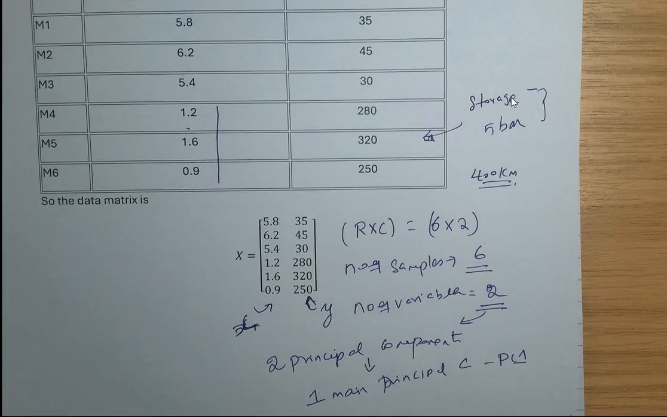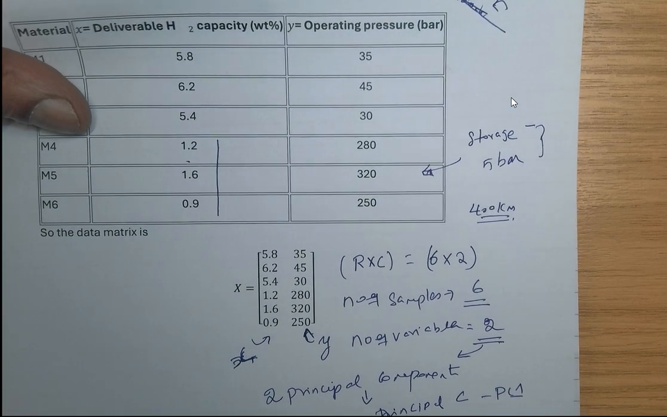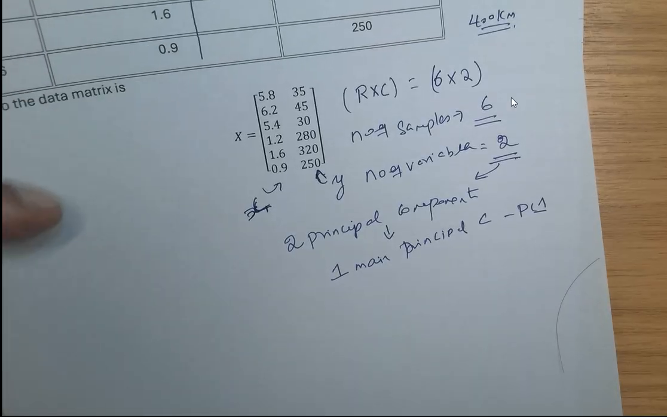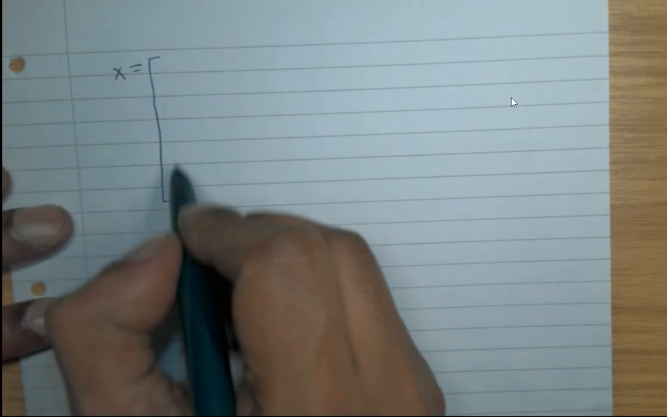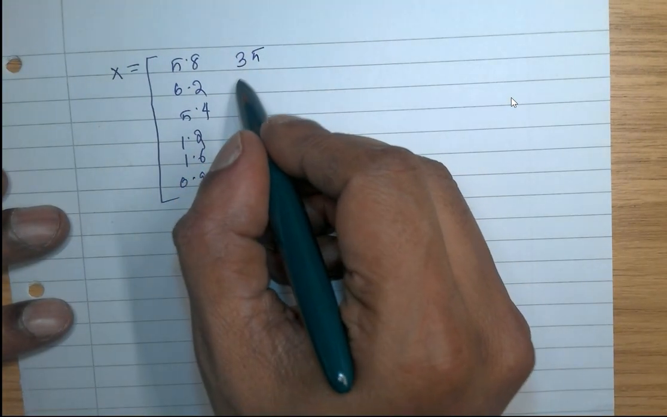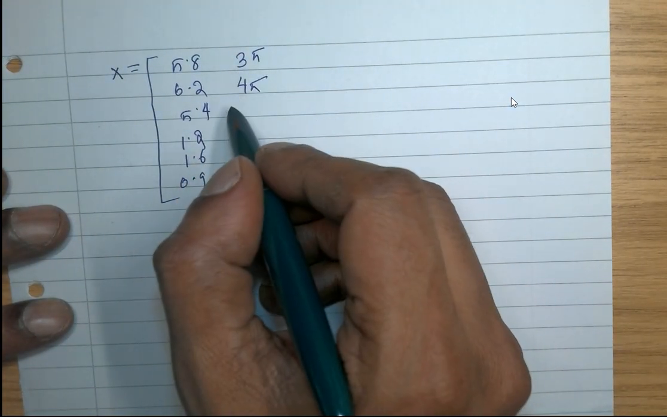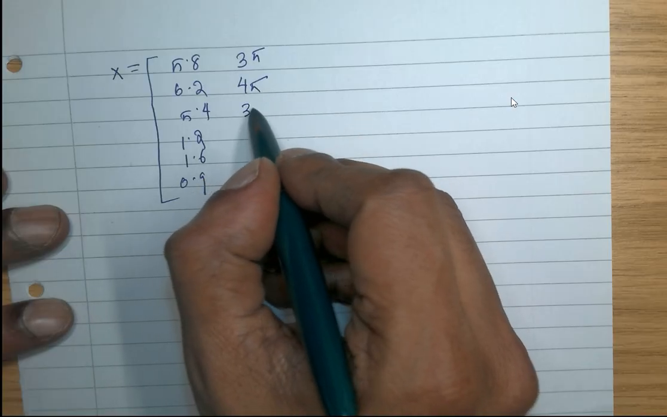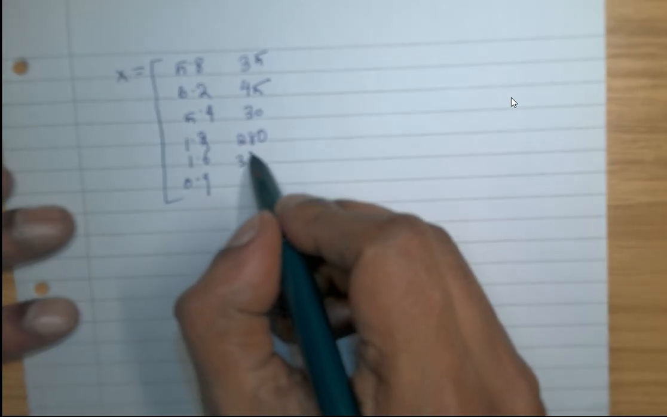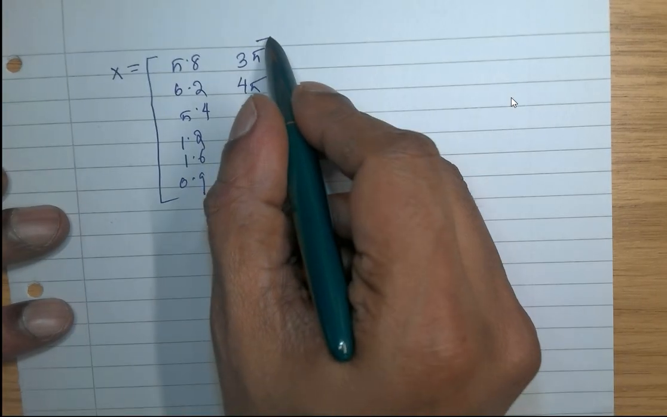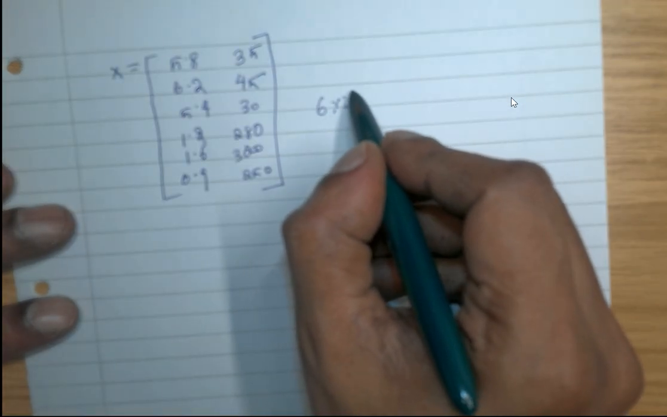To do the PCA, the very first step, and this is going to be a very long video because there are a lot of calculations involved, so I'm going to do the calculation bit by bit. Let's write the data here. x is 5.8, 6.2, 5.4, 1.2, 1.6, and 0.9, and then write the y value, the operating pressure: 45, 30, 280, 320, and 250. So we have a 6 by 2 matrix.